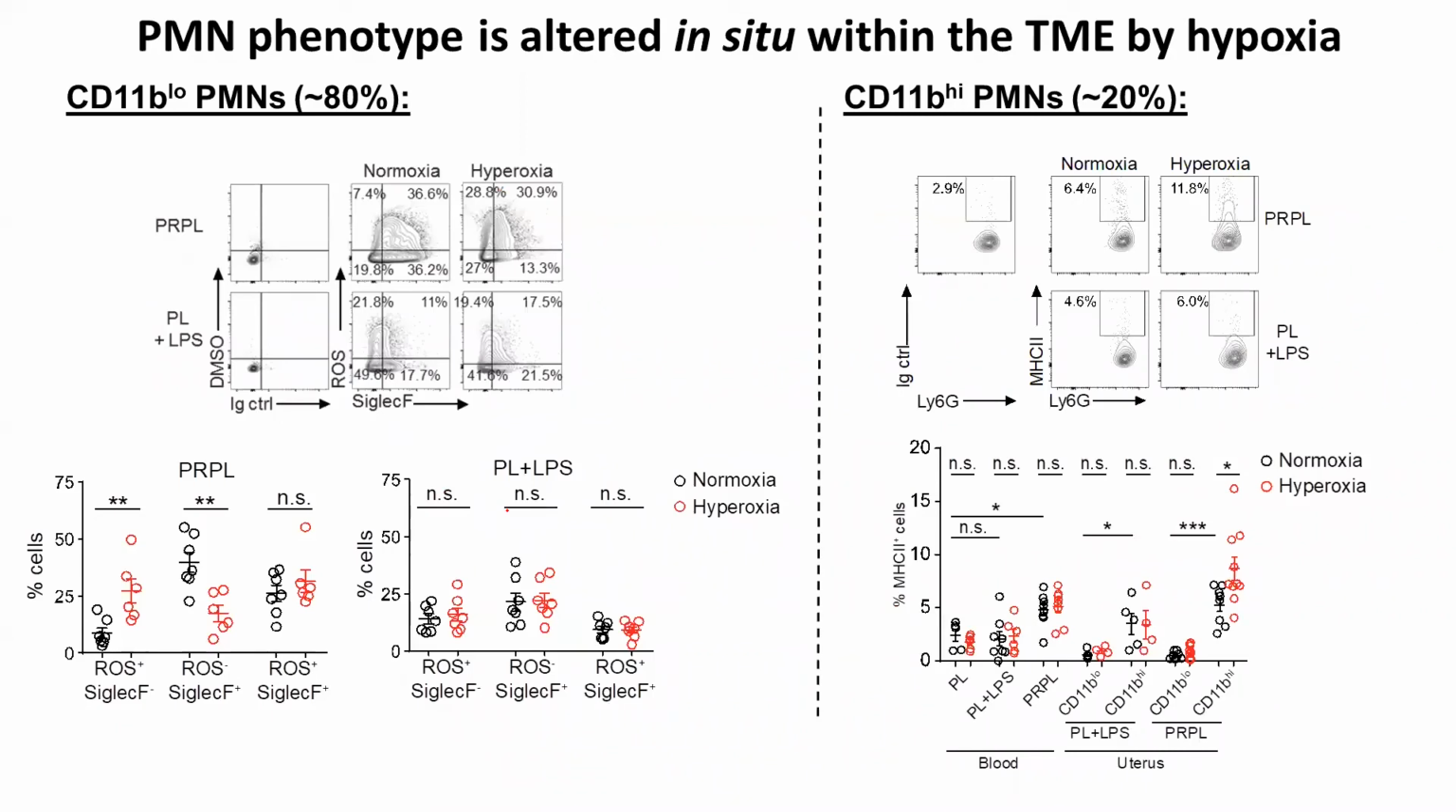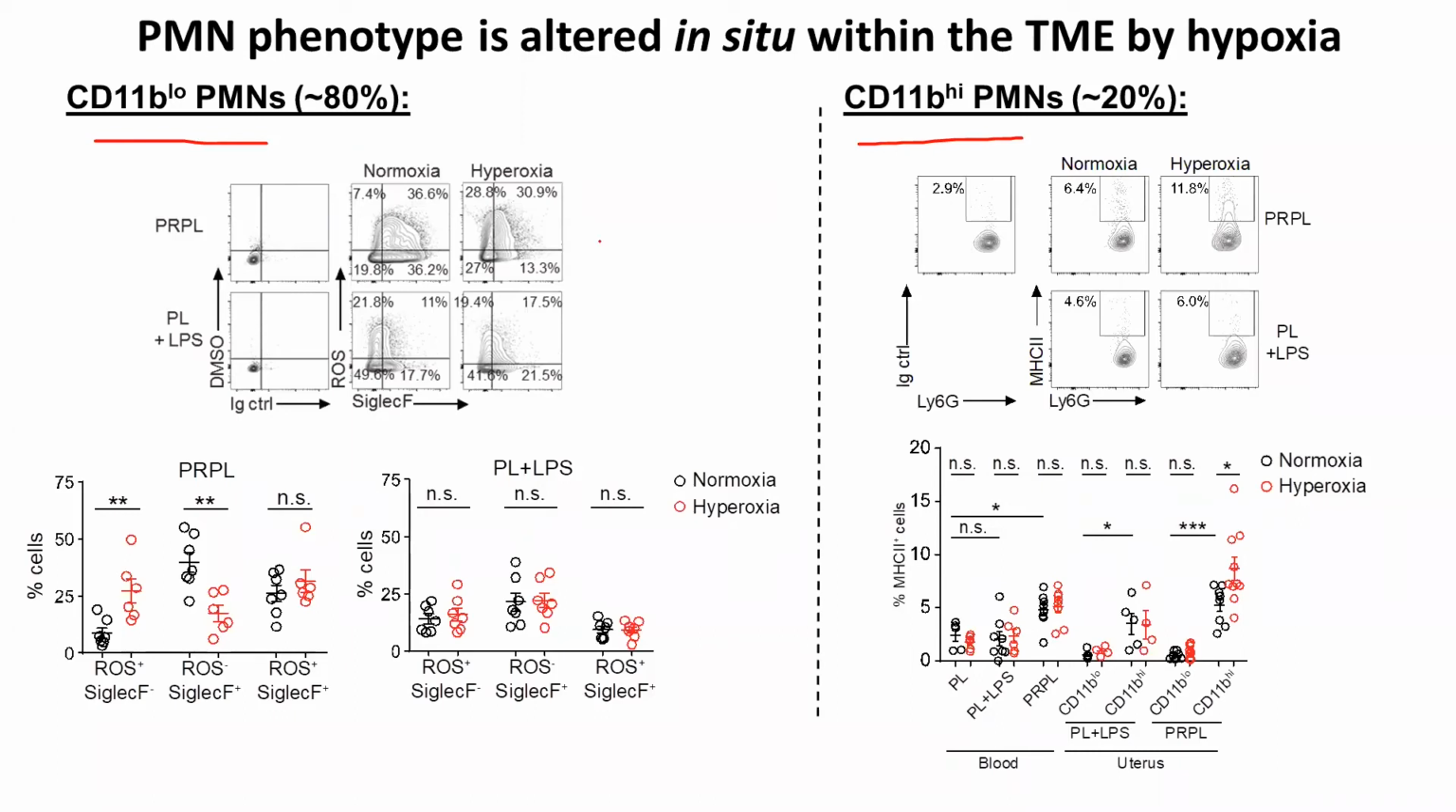Moreover, what we found is that PMN from uteri, in recruited PMN and in tumor-bearing uterus, can be divided into two different subtypes according to the CD11b expression. This difference is not apparent in the blood. Indeed, we found that 80% of PMN from uteri were CD11b low, and 20% of PMN from uteri were CD11b high. The frequency of this change remained unchanged by tumor hypoxia.